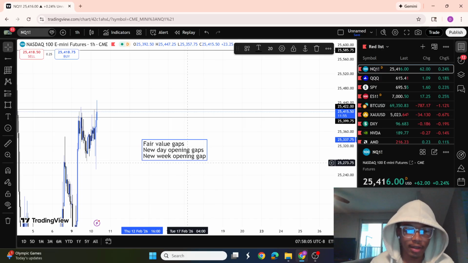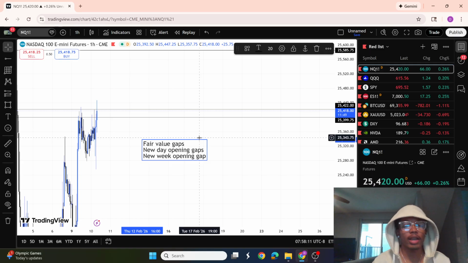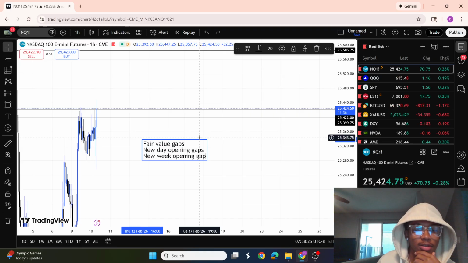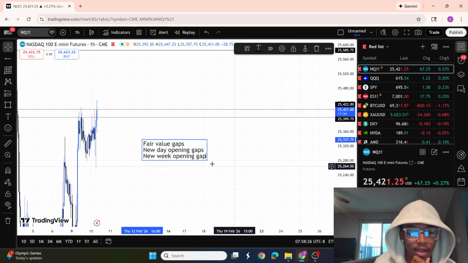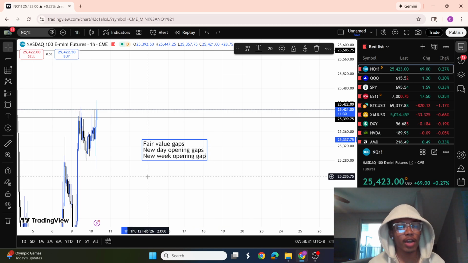Now, fair value gaps are a 3 candlestick pattern. You want the top wick of the first candle, full body of the second candle, and the bottom wick of the third. Or you want the bottom wick of the first candle, right? The full body of the second candle, and the top wick of the third. I think I just said that twice. But yeah, those are fair value gaps. 3 candlestick pattern.